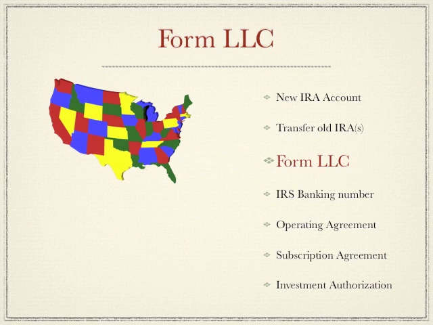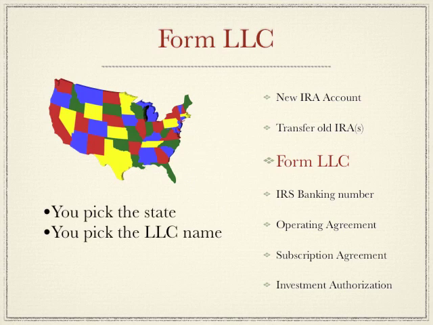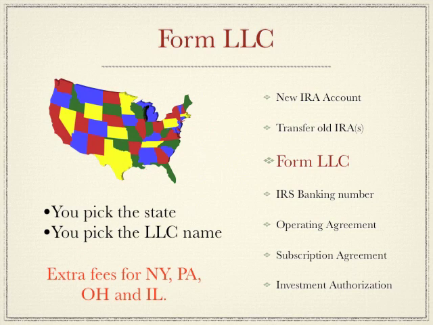And we form the LLC. This is very important that it's done correctly. Remember, you are a prohibited party, so you can't do it, and you can't use an LLC that you already have. Now, you get to pick the state, and you pick the LLC name. We usually ask you to send us about 4 because sometimes they're not always available. And we pay the fees.